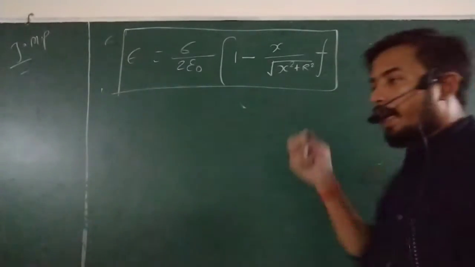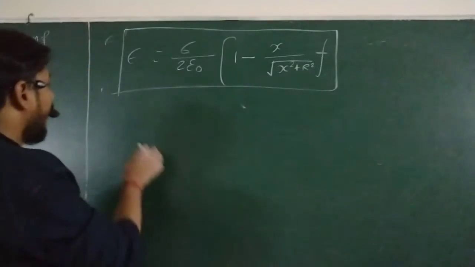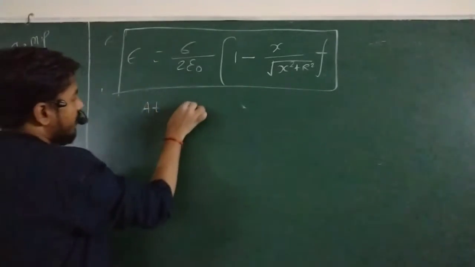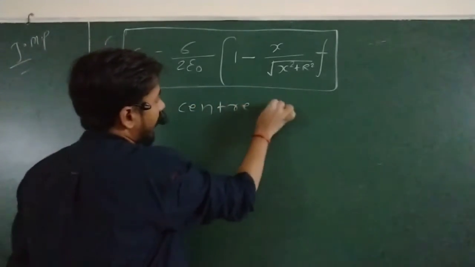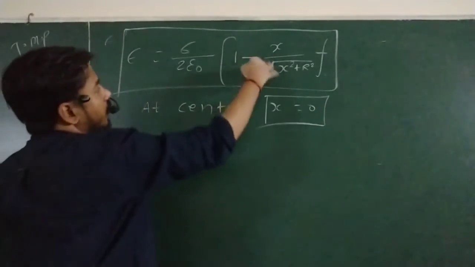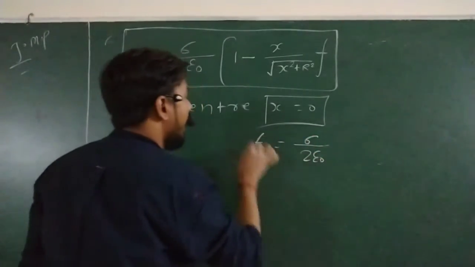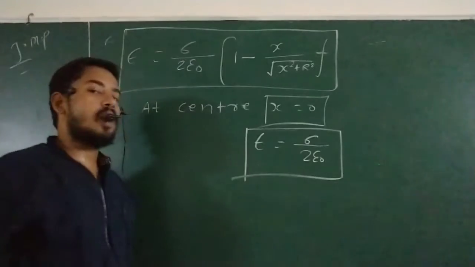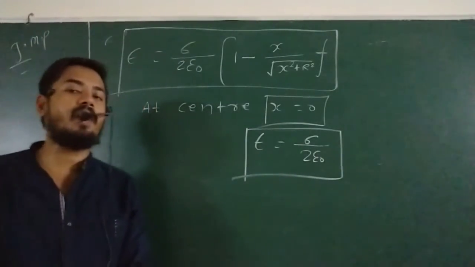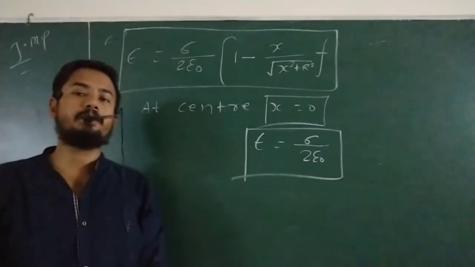Done, buddy? Okay, this is a general formula, not a formula for the center. This is a general formula. If we have to calculate at the center, so see, at center, x is equal to what? 0. At center, x is equal to 0. So this becomes 0. So electric field will be sigma by 2 epsilon 0. You can see here, electric field at the center of ring was 0. But right now, electric field at the center of this is not 0. First thing we have calculated.